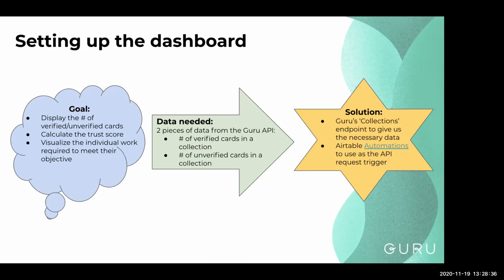So the solution to kind of get to where we wanted to be, we essentially needed to use 2 tools. Guru's collections endpoint, which is the one that Mary showed you earlier. We would use that to get these 2 pieces of data from the Guru API. The second piece was Airtable's automations feature. We just launched this a couple of months ago, so it was great timing. But we'd essentially be using this as the vehicle to send those API requests and to do so on an automated basis. So myself or another team member wouldn't have to go in and manually update all of these metrics on a monthly, weekly, or even, heaven forbid, daily basis. No, thank you.